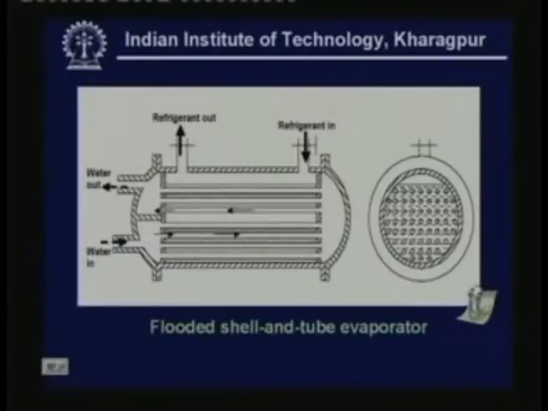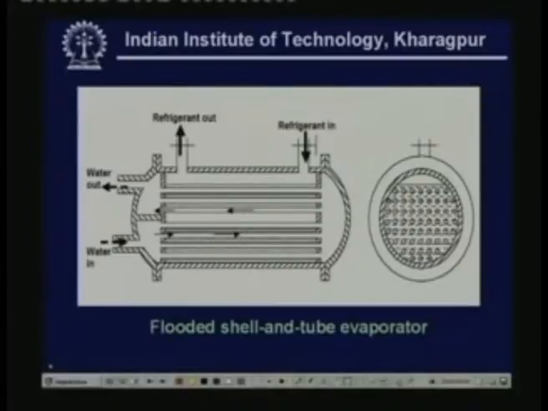This picture shows the flooded type shell and tube evaporator. As I have already told, in this case refrigerant is on the shell side, whereas the water flows through the tube side. Again, this is a two-pass arrangement as far as water is concerned, because water flows through the tubes like this, takes a U-turn and again flows back in this direction. That means the water crosses the refrigerant path twice, so you call this a two-pass arrangement. You can see that this is the liquid refrigerant level.